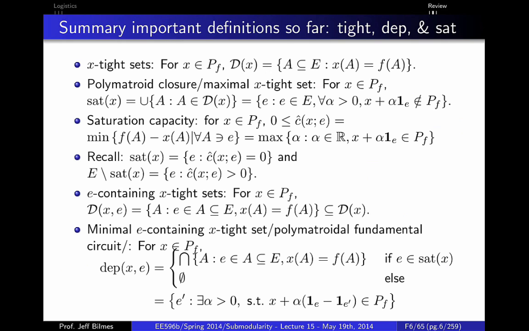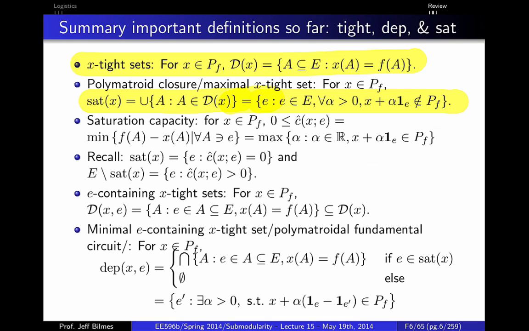So the notion of X-tight sets, the polymatroidal closure, which we said is the biggest, the maximal tight set. And we also proved last time that it's equivalent to this definition. Now we're going to need both of these. In order to show min norm is true, we need to be able to use both. So this equality is important.